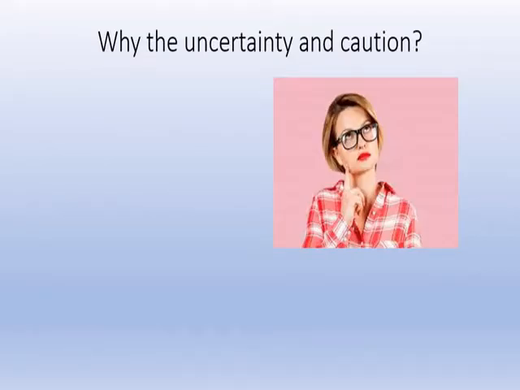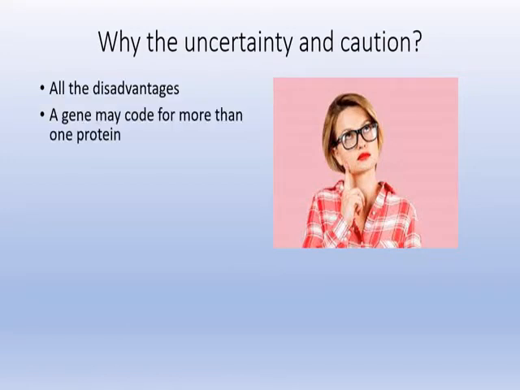Now, why the uncertainty and the caution? Well, there are all the disadvantages to make you think. A gene, however, may also code for more than one protein. Now, this is a problem here. A gene that was thought in the past to code only for one protein. Recent research indicates actually a gene can code for more than one protein. So you take a gene from a rat or virus or wherever you get it from that codes for a certain protein, you put it inside the corn plant, and now the corn plant makes the protein which you want, but it may also code for other proteins, and these other proteins may be harmful.